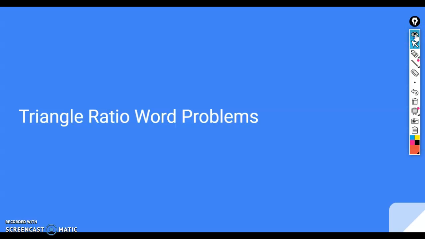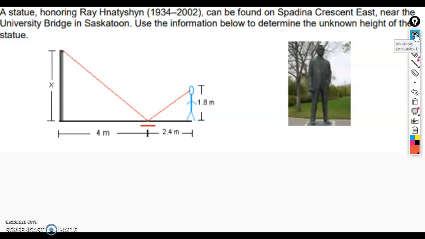All right, today we're going to be looking at triangle ratio word problems. And really the biggest part about this is being able to read the problem and set up the correct ratio. And then after that, you already have the skills needed to be able to solve.